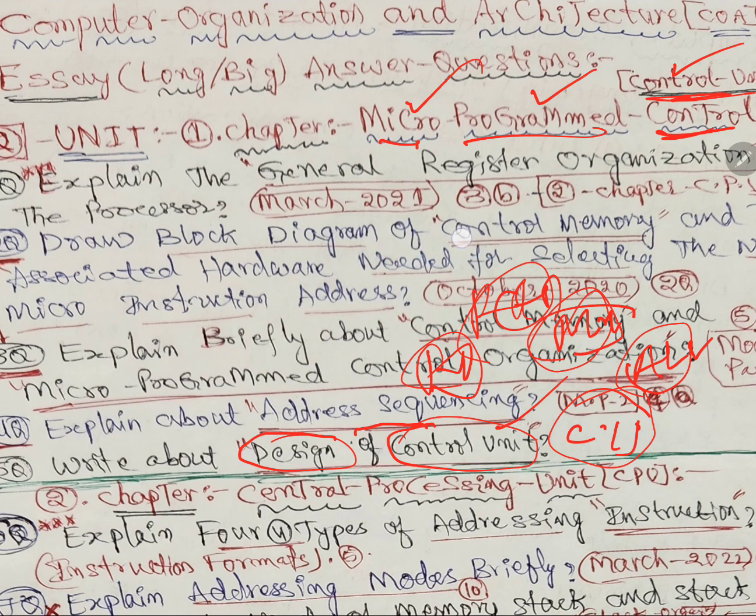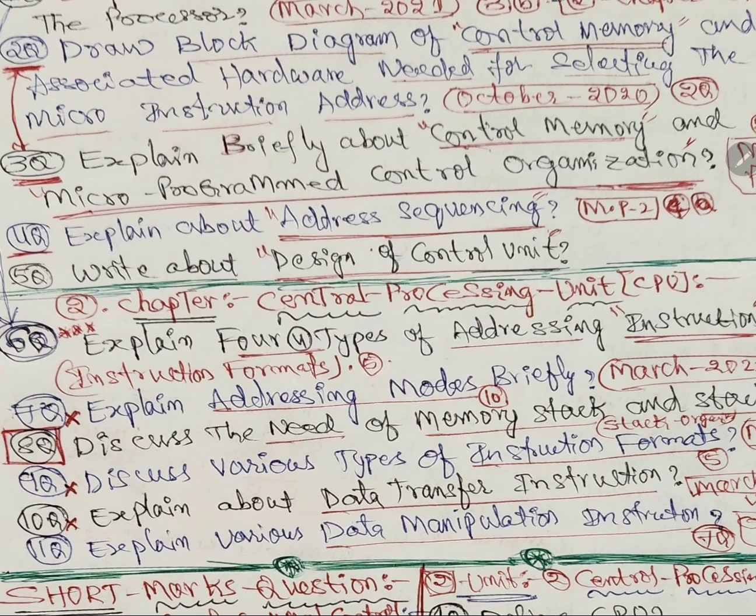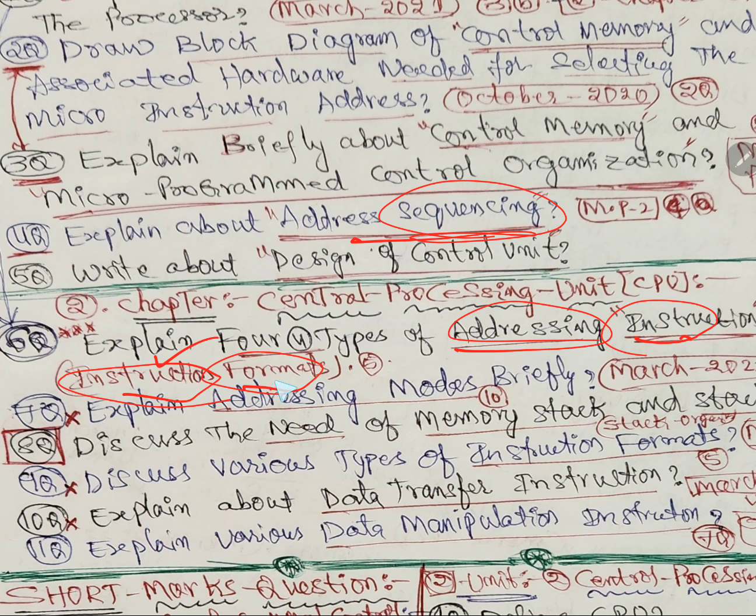Now we will jump into the next chapter of the second unit. Central processing unit, CPU, is the next one. See here, one more twisted question. Explain 4 types of addressing instruction. See here, this is actually instruction format only. Previously I told you that the confusion is address sequencing means we have a diagram here. Here addressing instruction is nothing but instruction formats, the methods and rules of the instruction.